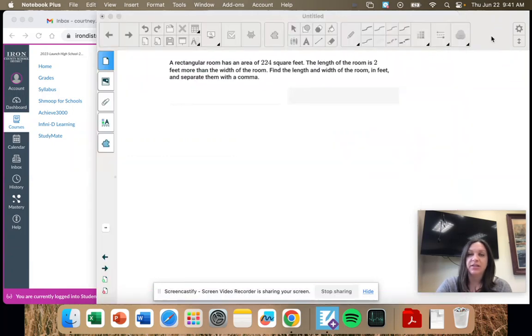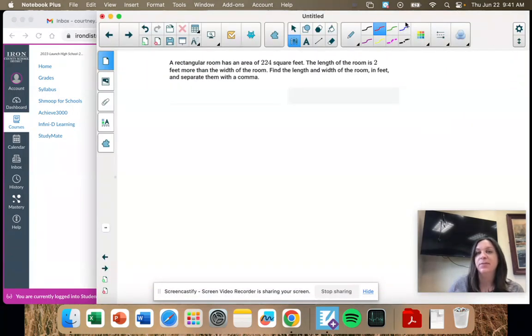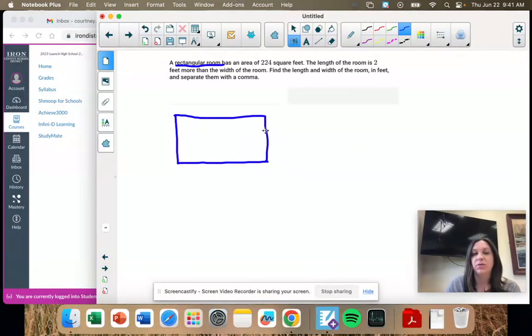So number 6, we have a word problem. A rectangular room. So I'm going to draw it. It's a room that's shaped like a rectangle, like most rooms are. We've got 4 right corners, length and width. And we know the area of this room is 224 square feet.